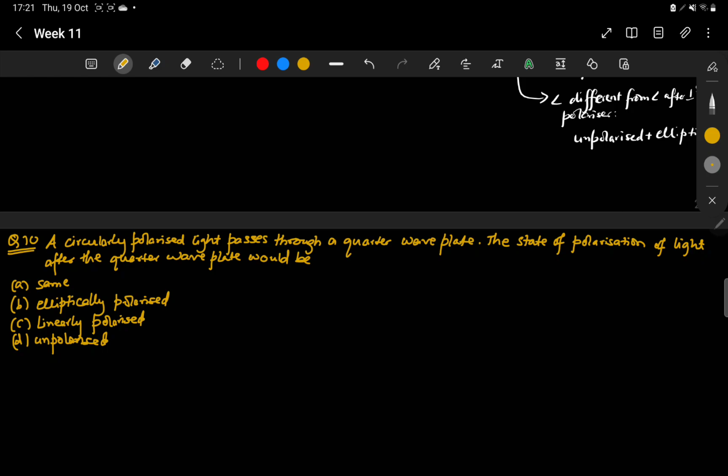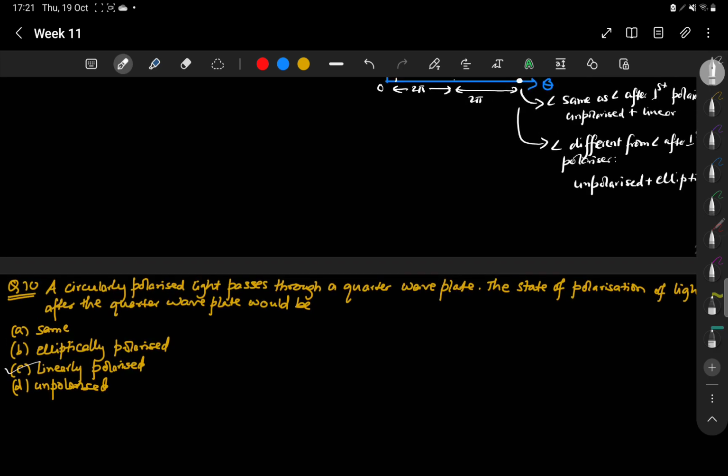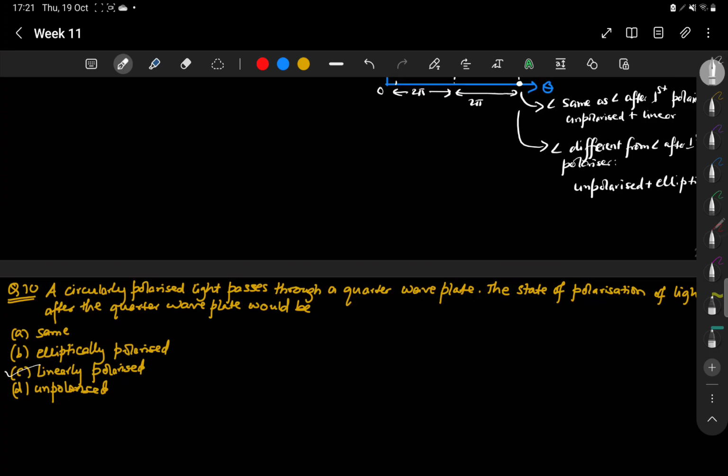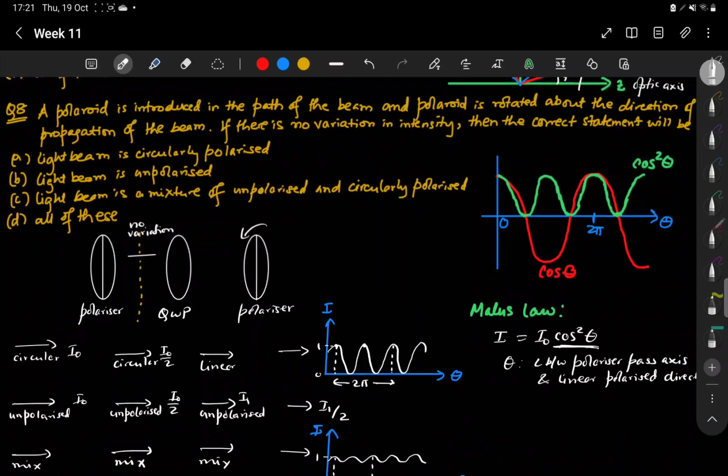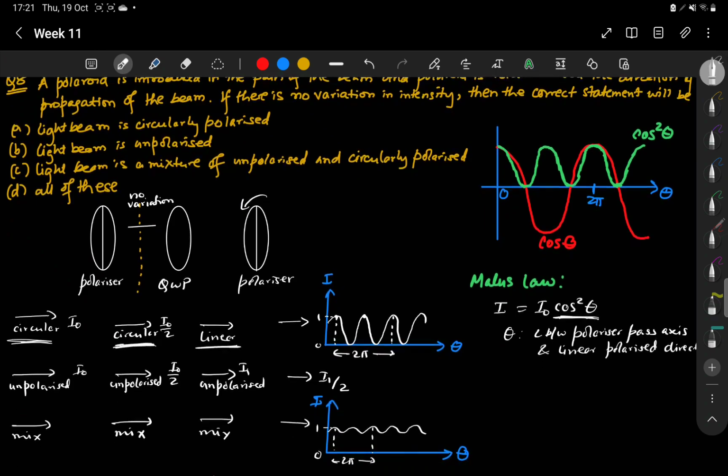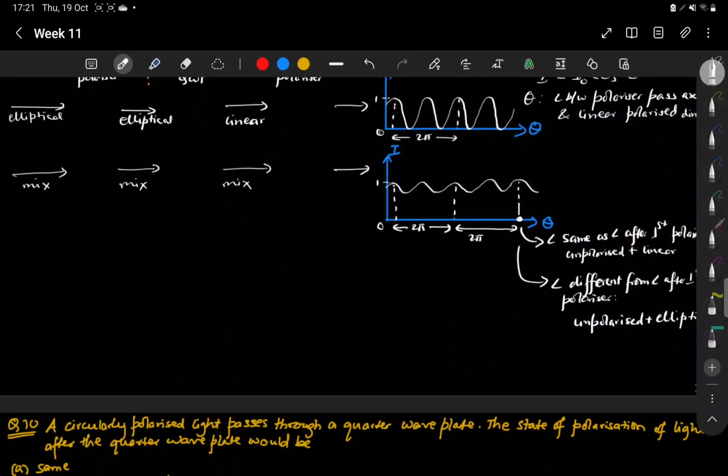Okay, so let us discuss the answer. The correct answer is linearly polarized. So when circularly polarized light enters a quarter wave plate, it becomes linearly polarized. We saw this in this question as well. Circularly polarized light entered a quarter wave plate and it became linearly polarized after the quarter wave plate.